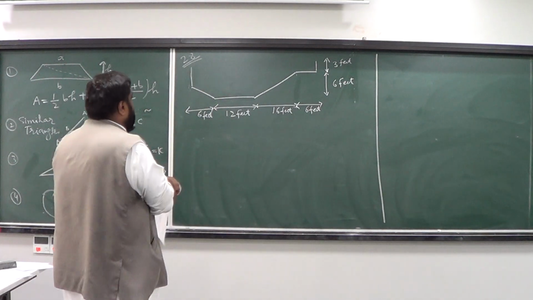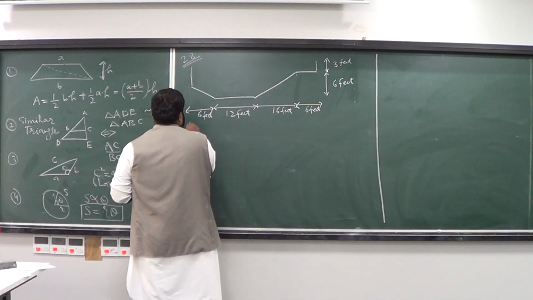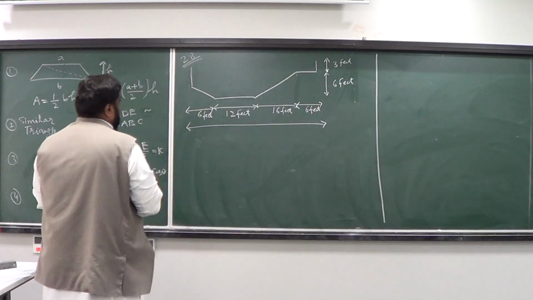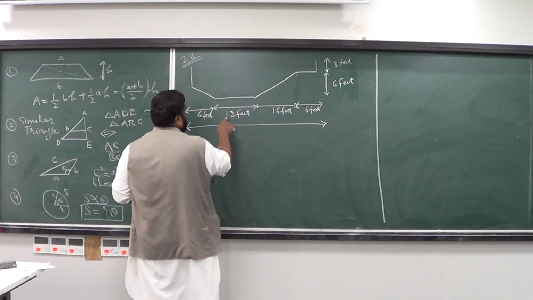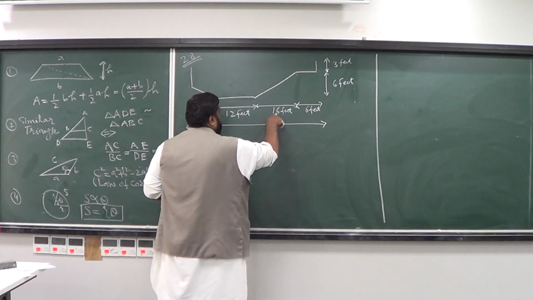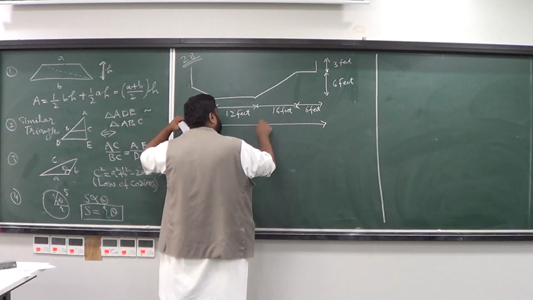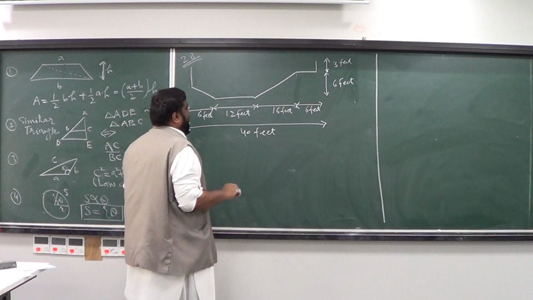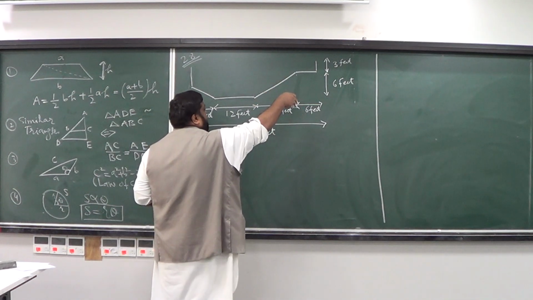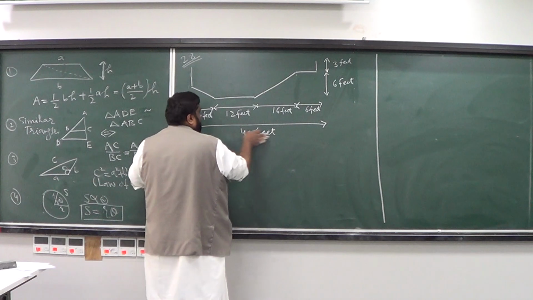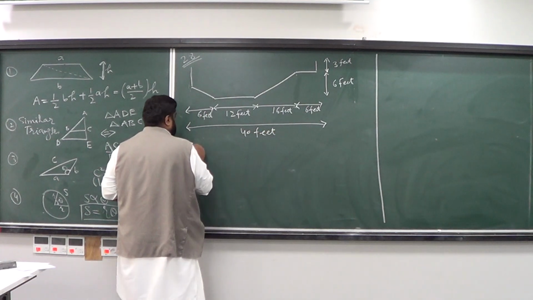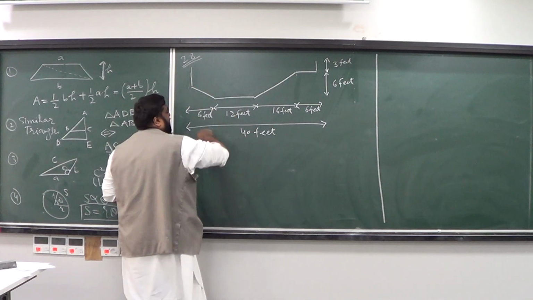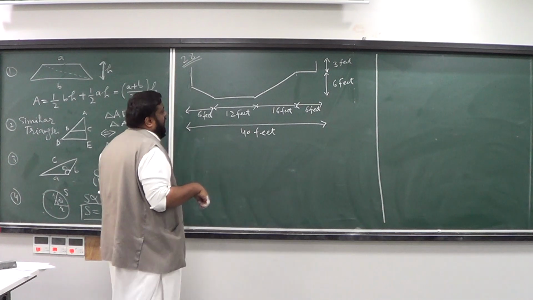This is 6 feet. So the total length of the swimming pool is 40 feet. So 6 plus 12 is 18, 18 plus 6 is 24, plus 16 is really 40 feet. Okay, so the total height is 9 feet to the deepest point.